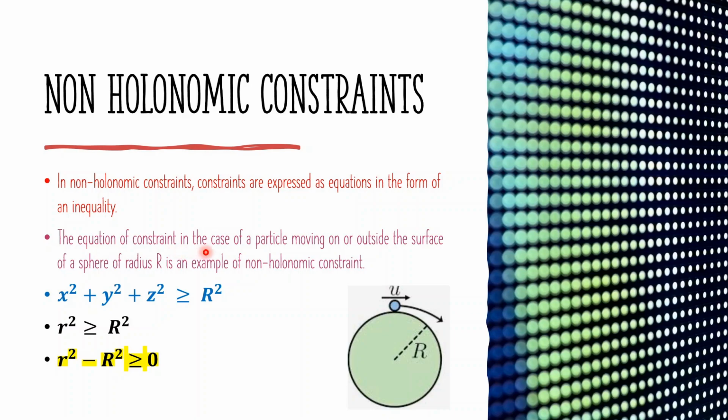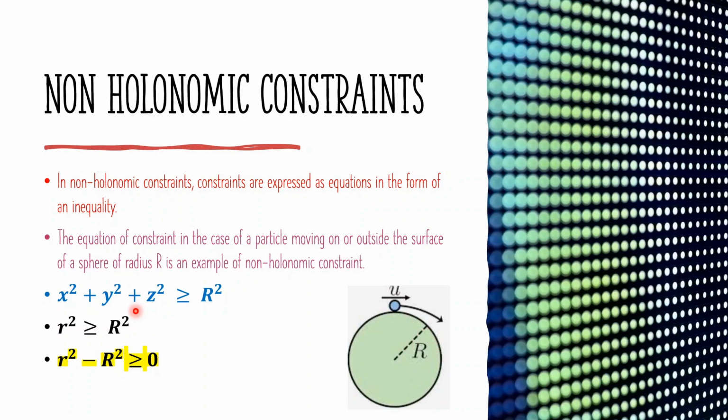The equation of constraint in the case of a particle moving on or outside the surface of a sphere of radius R is an example of a non-holonomic constraint. See this diagram. Here the particle is moving outside the sphere of radius r. Therefore, x square plus y square plus z square is greater than r square. Suppose the particle is moving on the surface of the sphere of radius r, we should write the equation x square plus y square plus z square equal to r square.